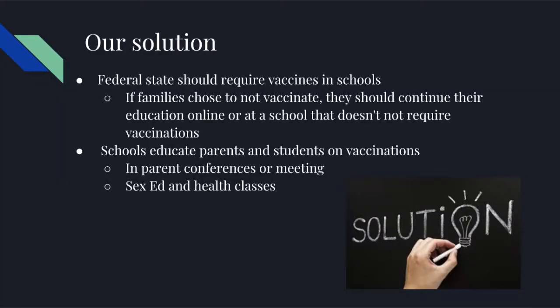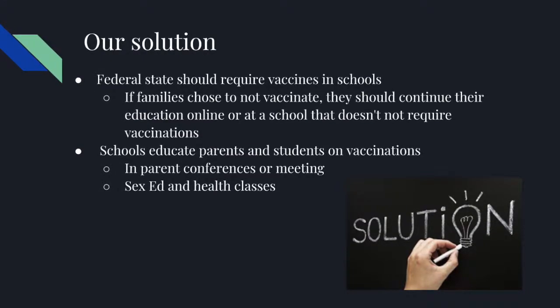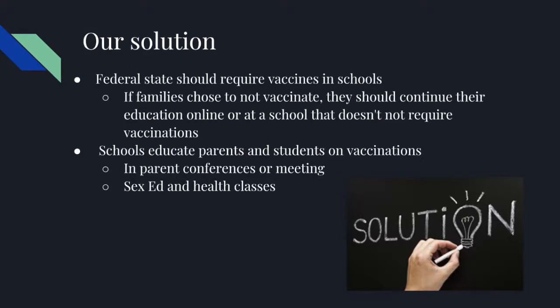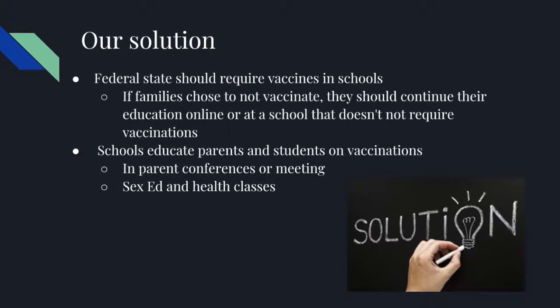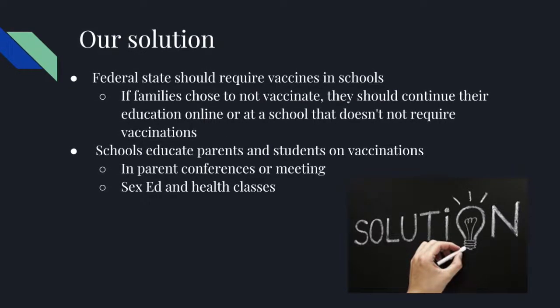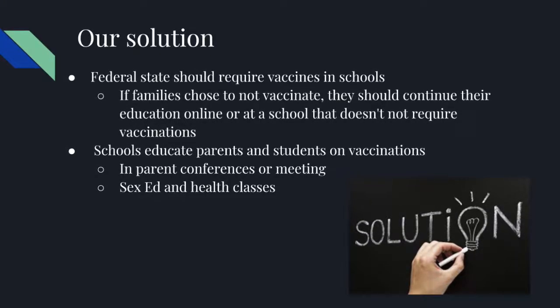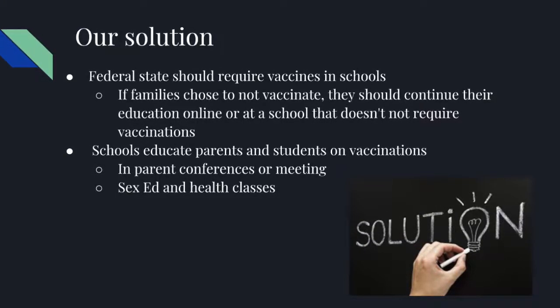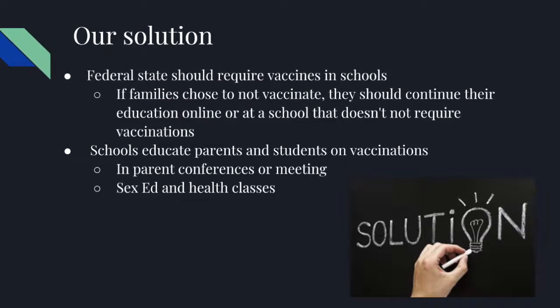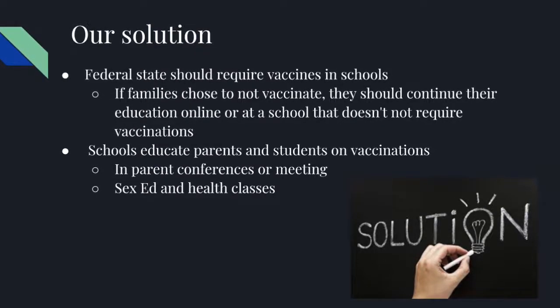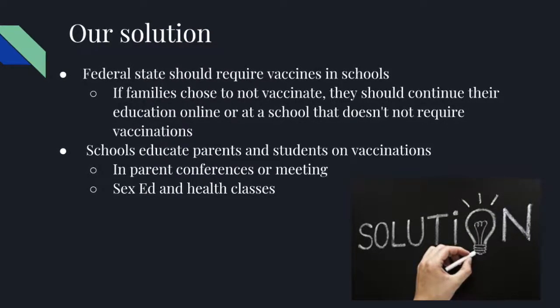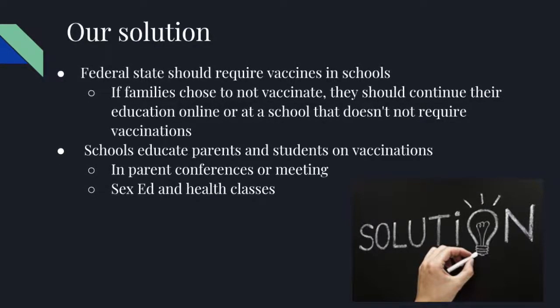Right now, the federal government should require some vaccines in schools because if not, an outbreak of a disease can interrupt the education of some students, if not all. If families choose to not vaccinate their student for personal reasons, they should continue their education online or at a school that does not require children to be vaccinated, because a child who is not vaccinated can spread a disease to others, and it wouldn't be fair to them or the students' families.